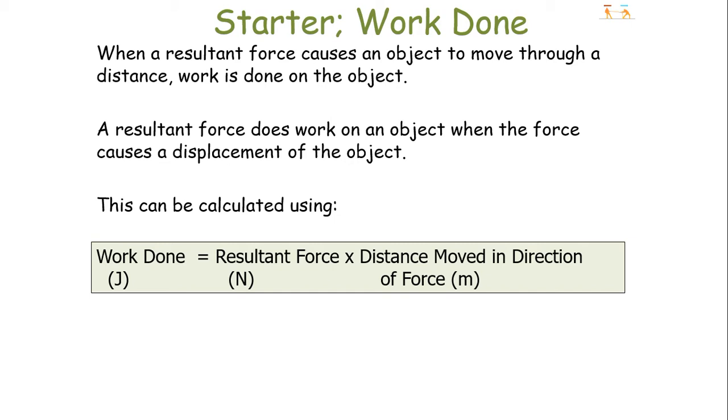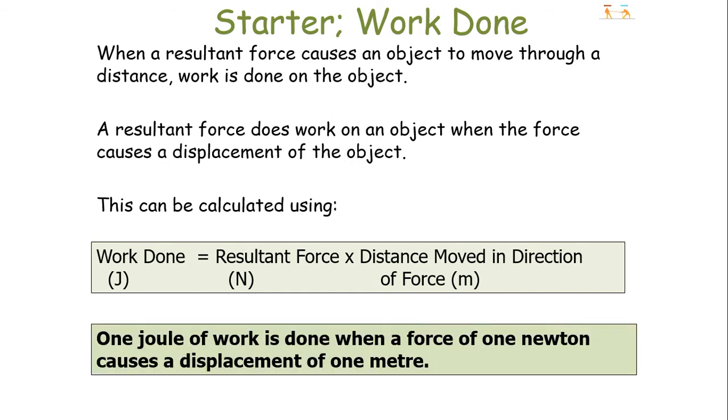A resultant force does work on an object when the force causes a displacement of that object. So work done in joules is equal to the resultant force in newtons times the distance moved in the direction of the force in meters. 1 joule of work is done when a force of 1 newton causes a displacement of 1 meter.